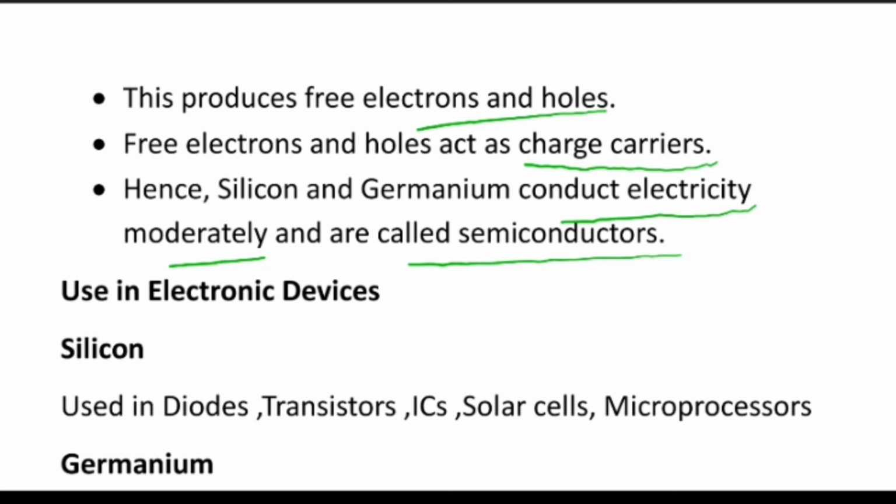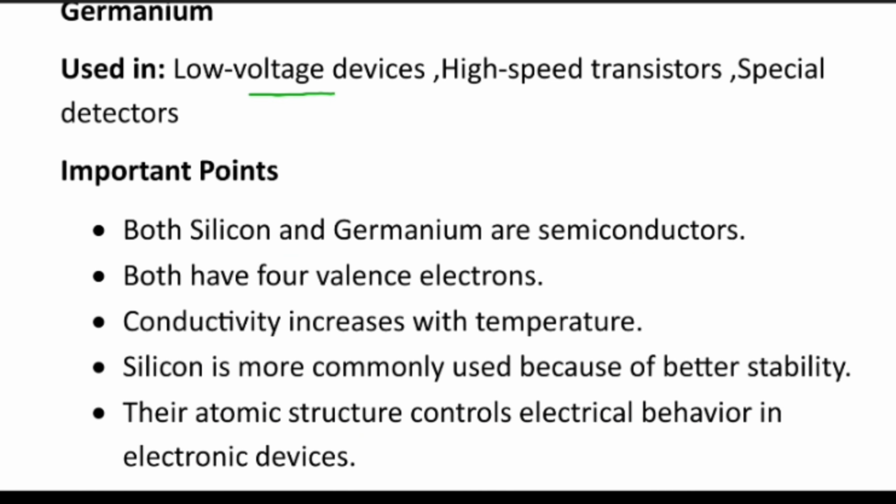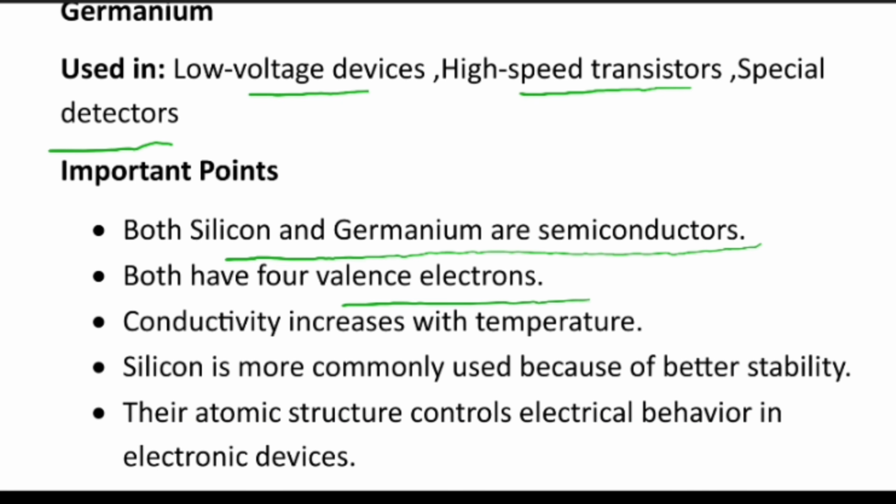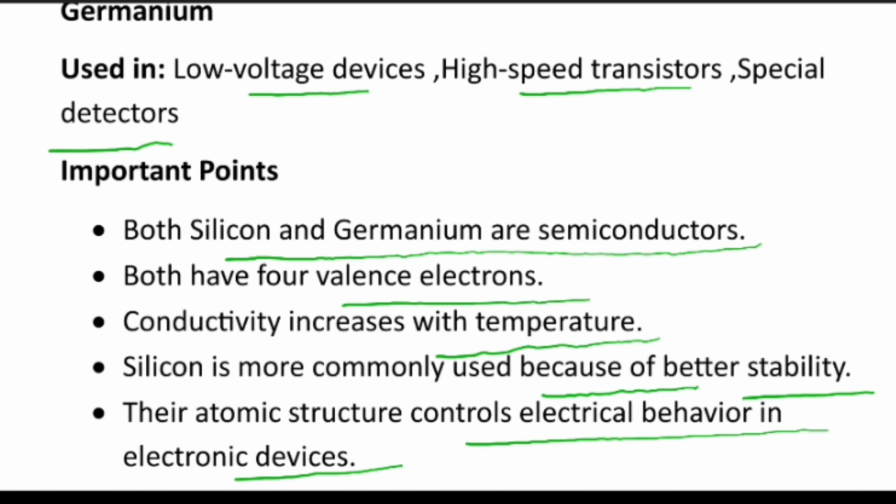Coming to the uses in electronic devices, silicon is used for diodes, transistors, ICs, solar cells and microprocessors. In the same way, germanium is used for low voltage devices, high speed transistors and special detectors. You just write the important points about the question: both silicon and germanium are semiconductors with 4 valence electrons. Conductivity increases with temperature. Silicon is more commonly used because of its better stability. The atomic structure controls the electrical behavior of electronic devices.